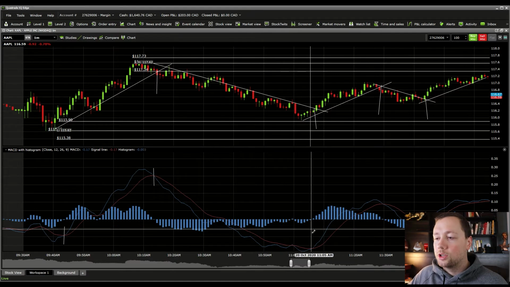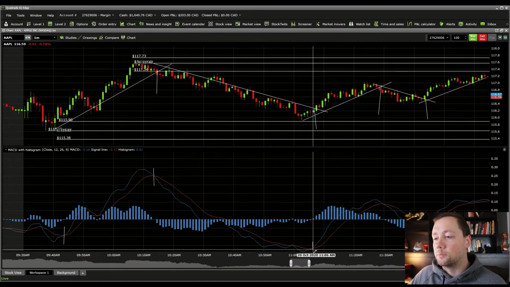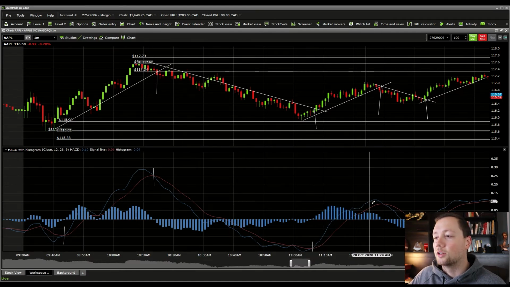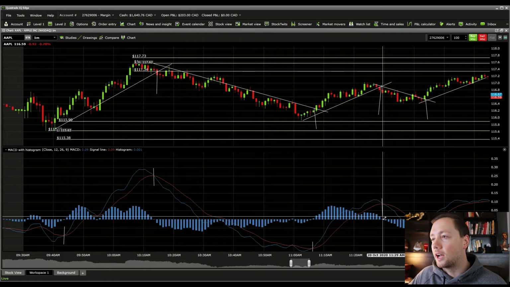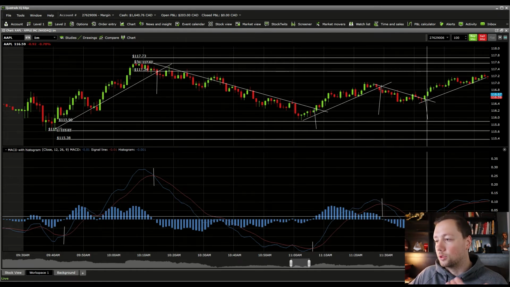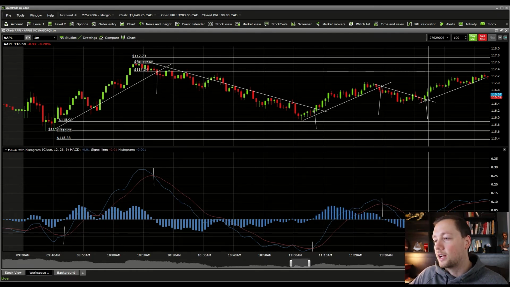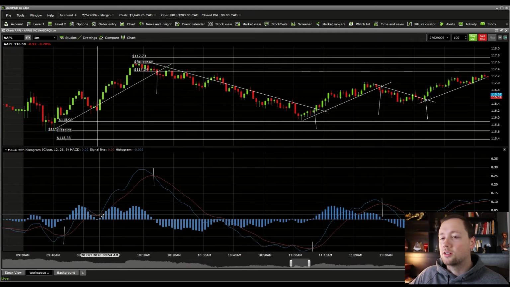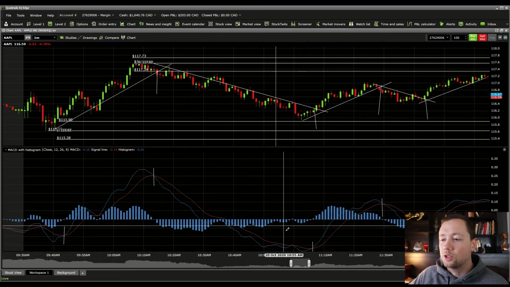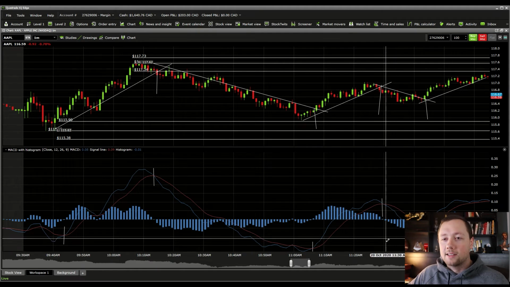And as you move forward, you can do it again. When the blue line crosses above the red line, that is a buy signal. And when the blue line crosses below the red line, that is a sell signal. When the blue line crosses above the red line, that is a buy signal. And so now this is our MACD. And basically we've got 1, 2, 3, 4, 5 buy and sell signals on here.